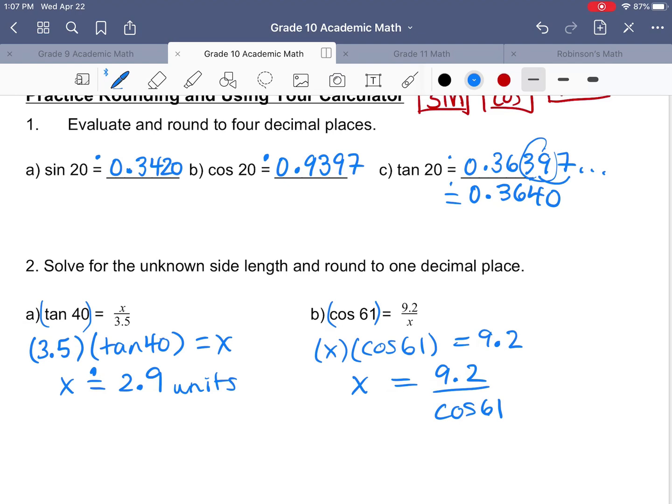So we have x is equal to 9.2 divided by cos 61. Now, when you're putting this into your calculator, a tip I can give you, and on some calculators it won't make any difference, and on some it will make all the difference, is to maybe put some brackets around this cos of 61 as you are typing it into your calculator. So the answer you should get is that x is equal to approximately 19.0 units.